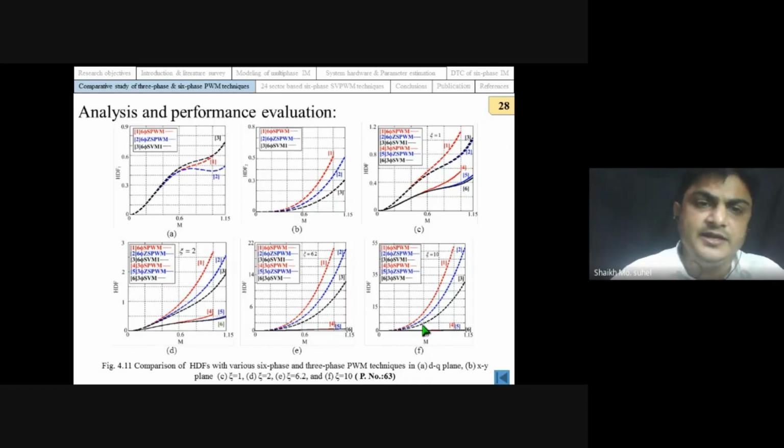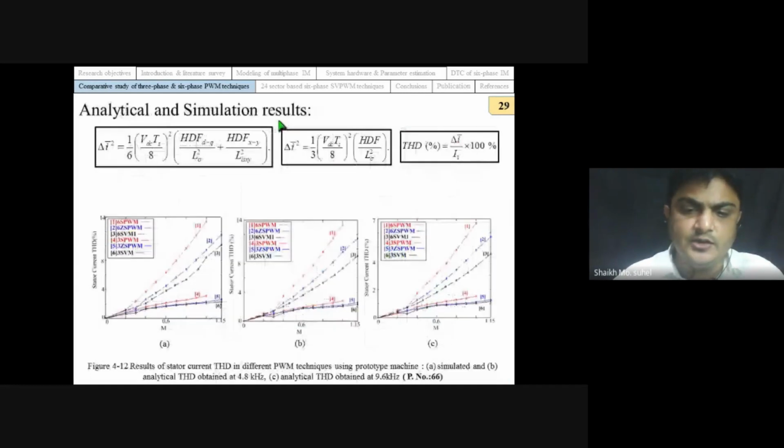We have also calculated the analytical and simulation results. How do we calculate the analytical result? By utilizing this equation, we put in the different values of HDF and the machine parameters, and we calculate our stator current ripple for the 6-phase as well as the 3-phase case. In simulation, we have generated gate pulses and used our mathematical model to calculate the simulation result. We can conclude here that the 3-phase SVM technique provides the lowest stator current distortion among all 6 PWM techniques at 4.8 kilowatts and even at 9.6 kilowatts.